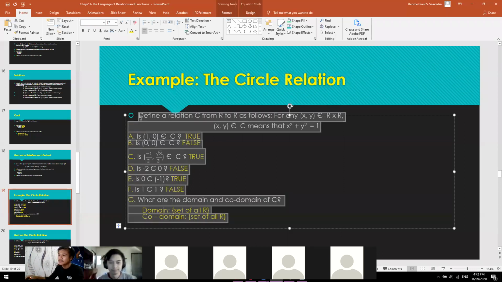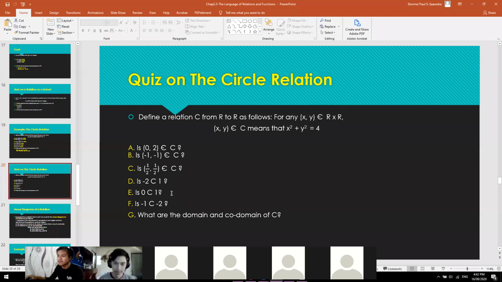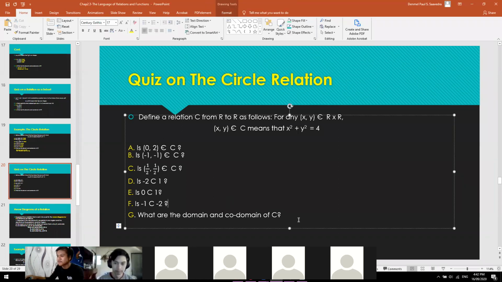So again, expect after the example, we'll be having a quiz after that one. Okay, so same lang yan, iba lang yung number. So, check ko lang kung naintindihan niyo talaga or hindi. Okay, so iwanan ko muna sa inyo to for 10 seconds or 15 seconds para ma-check. Baka may mali. Or baka may clarification.